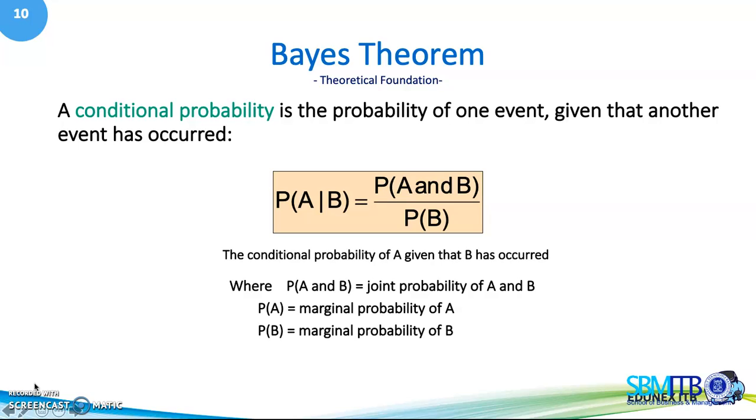The conditional probability, or we call it probabilitas bersyarat, is the probability of one event given that another event has occurred. So if event B already occurred at the beginning, then we call it the probability of A conditional on B, which is equal to the joint probability of A and B, divided by the marginal probability of B. The conditional probability of A given B has occurred.